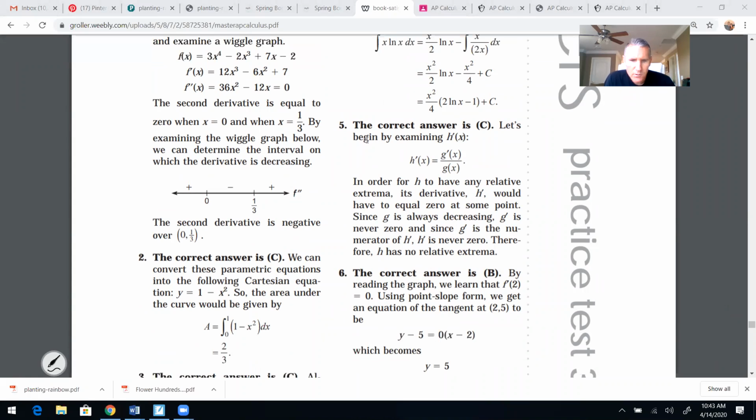h prime of x is equal to g prime of x over g of x. In order for h to have any relative extrema, its derivative, h prime, would have to equal 0 at some point. Since g is always decreasing, g prime is never 0. And since g prime is the numerator of h prime, h prime is never 0. Therefore, h has no relative extrema.